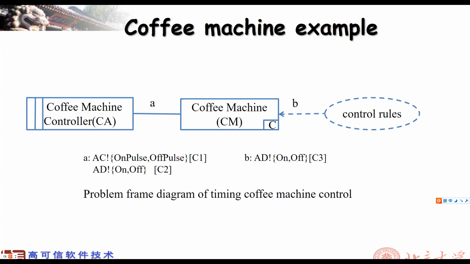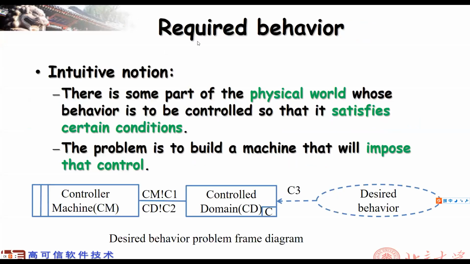To make it more general, we find that the coffee machine is a causal domain. It can be controlled, and its phenomena have predictable relations. We find the phenomena here: the on pulse and off pulse, and the coffee machine being on or off. So there is software that is controlling a causal domain, and these phenomena control the causal domain.